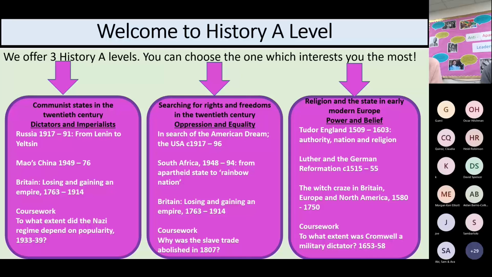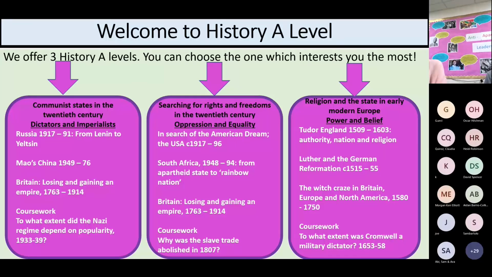And then in the second year, you're looking at the British Empire from 1763 all the way through to 1914. So that's what I tend to say. If you enjoy communism, fascism, big stories of big personalities ruling, that's the one for you. You look very much at power over the people and how people are controlled.